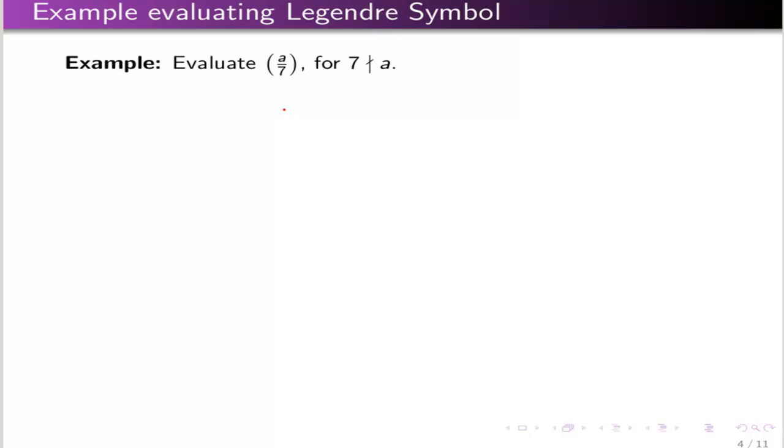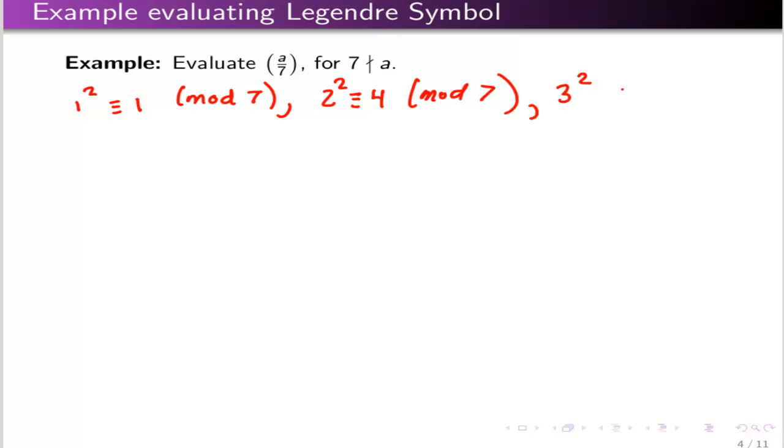Okay, as an example, let's evaluate the Legendre symbol a over 7. So I want to determine for what values of a is a a quadratic residue mod 7. And if I'm going to do a whole bunch of values, let's just calculate the different squares mod 7. So 1 squared is 1, 2 squared is 4, 3 squared is 9, which is 2. And then once you get to this point, they just start repeating.